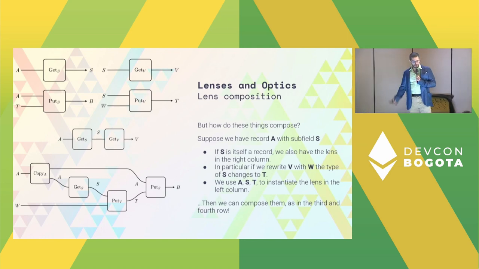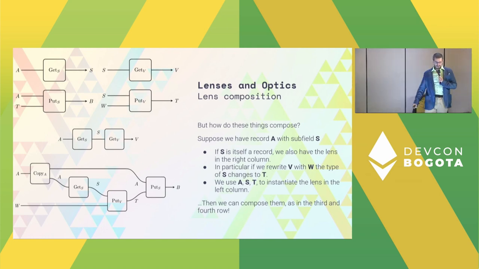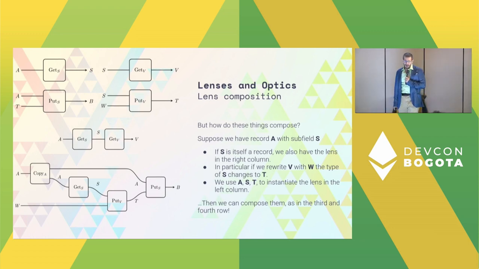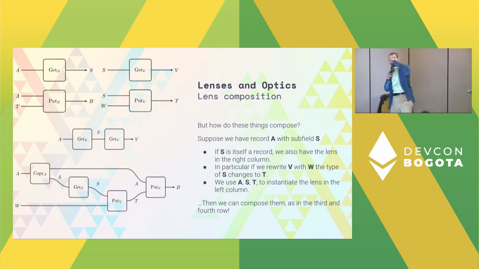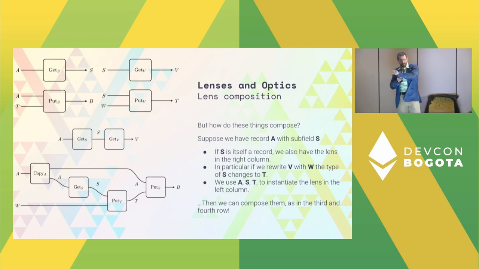Okay, so how do these things compose? Imagine that I have two lenses. So the first is taking the subfield S from A, and the second one is taking the subfield V from S. The get part is easy because you can just telescopically access the records. You can say, I start from A, I pull out S, and I pull out V from S.